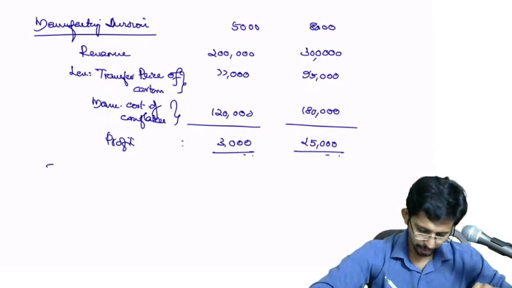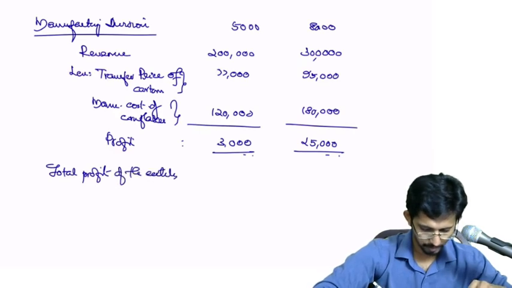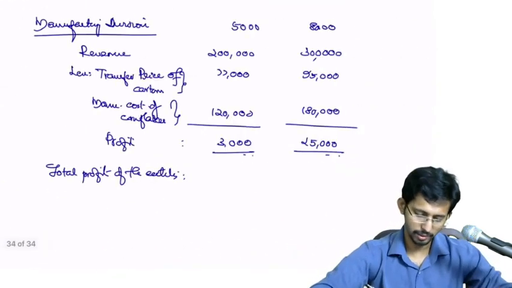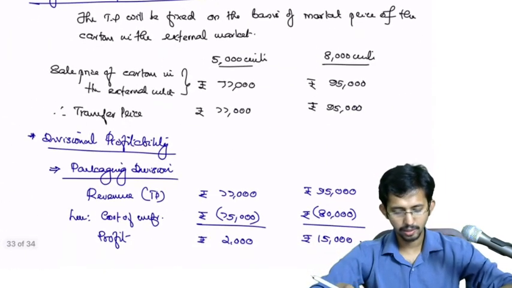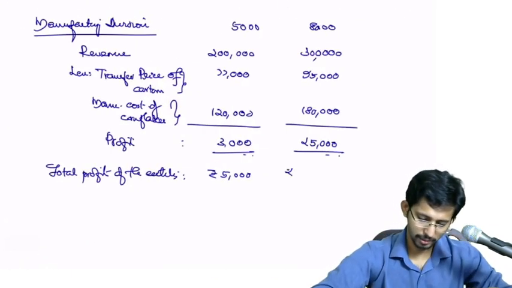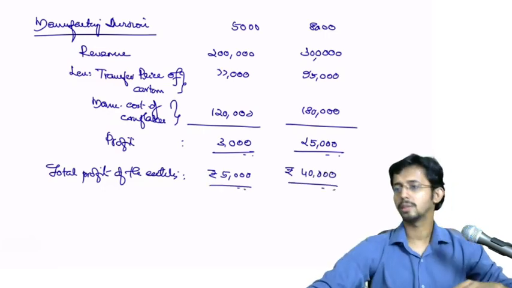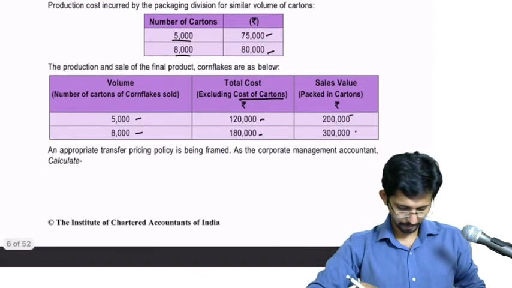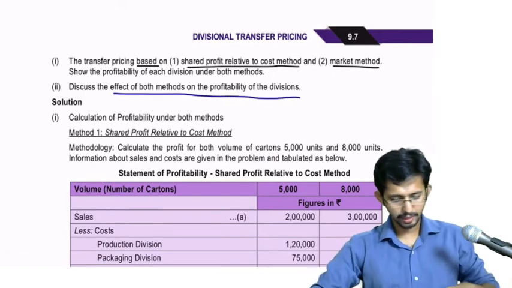So total profit of the entity: 3,000 here plus 2,000, so 5,000, and 25,000 plus 15,000, so that is 40,000. Okay, so that's all the computation part. Now there is one more part to it. They ask you to discuss the effect of both the methods on profitability of the divisions.